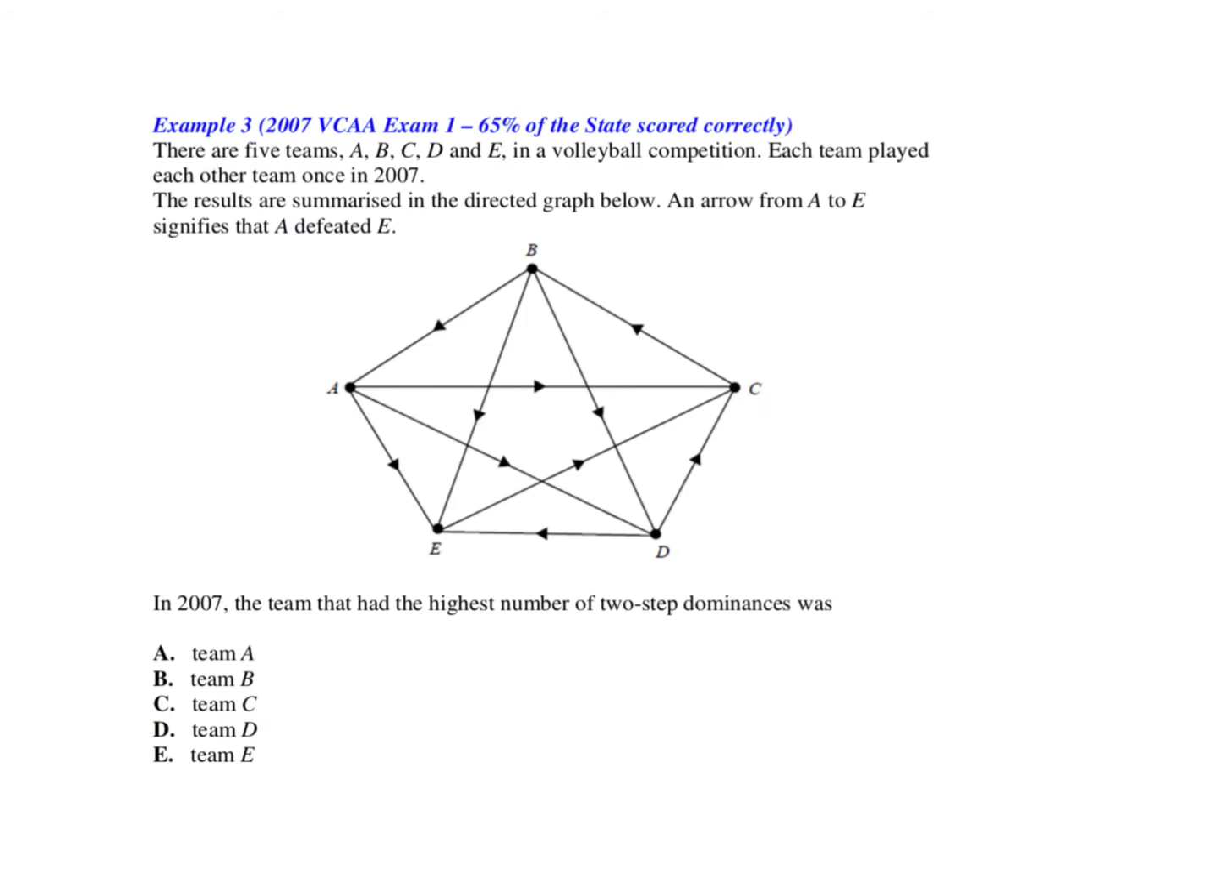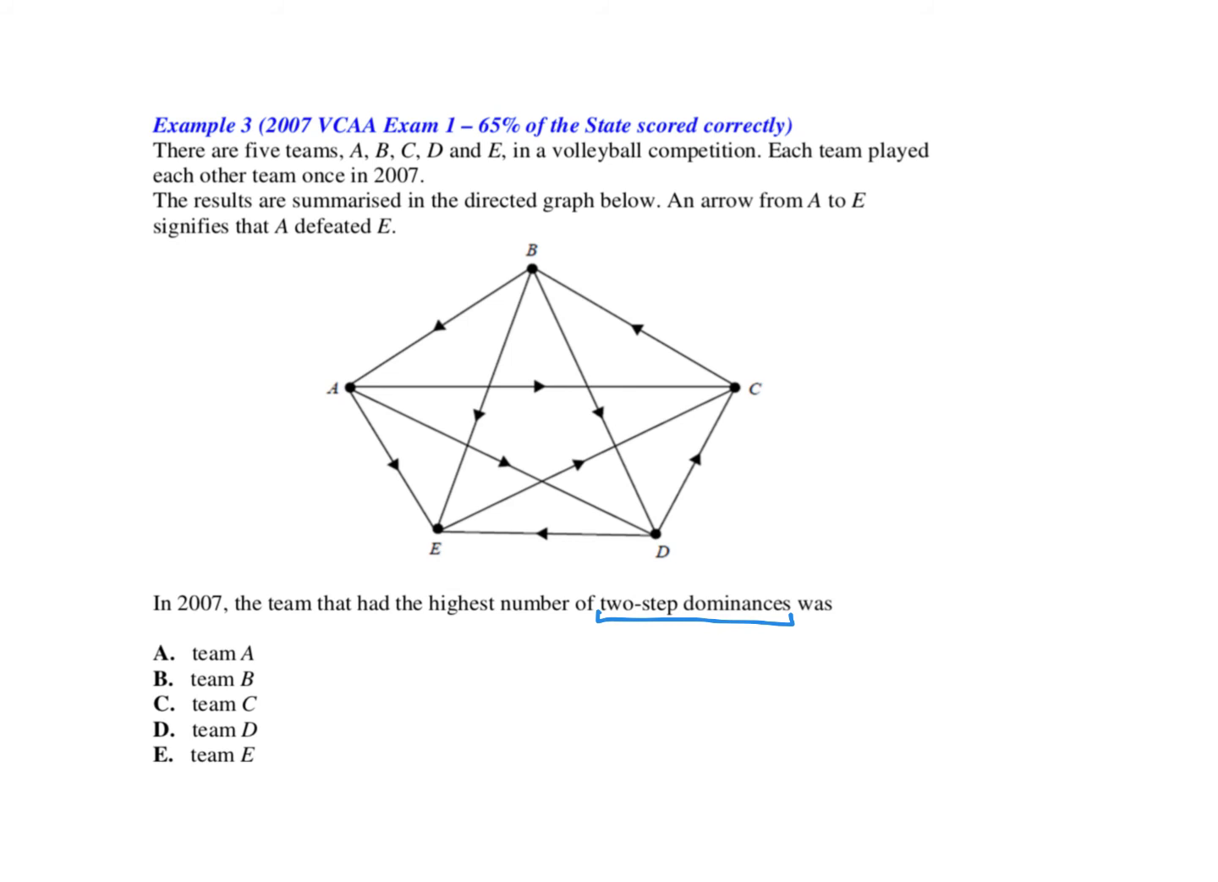Okay, there are 5 teams, A, B, C, D, and E, in a volleyball competition. Each team played each other once in 2007. The results are summarised in the directed graph below, and an arrow from A to E signifies A defeated E. In 2007, the team with the highest number of 2-step dominance.